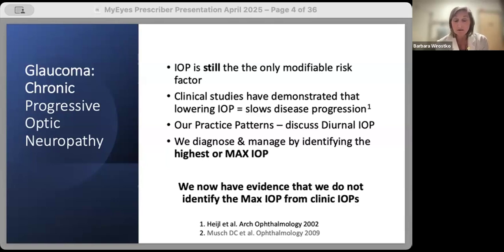Back when I was a resident, we would admit patients. And as a resident, I was the one waking up the patient in the middle of the night to check the pressure. But we really don't have an easy, accessible way where a patient can actually look at their fluctuations and measure that and then provide that input to us. And again, we go back to the fact that we diagnose and manage by identifying that highest or maximum IOP.